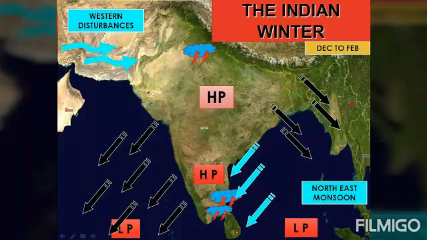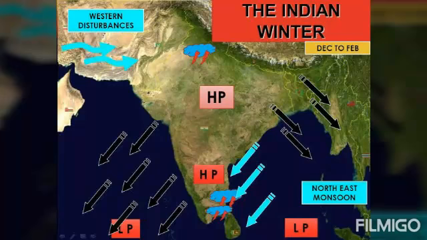If we discuss the temperature of this season, in the winter months the temperature remains quite low over the Indian subcontinent. The temperatures decrease from south to north. The mean maximum temperature for the month of January at Trivandrum is as high as 31 degrees Celsius, whereas in Jammu it is about 10 degrees Celsius.